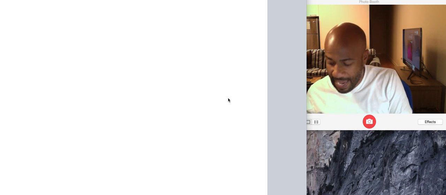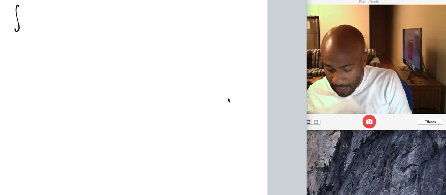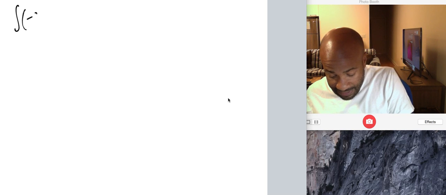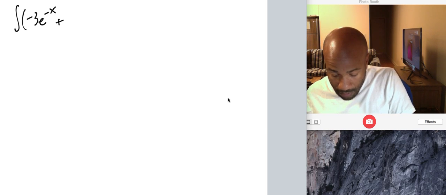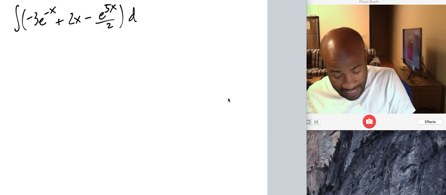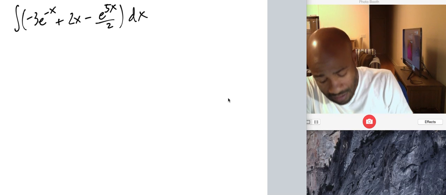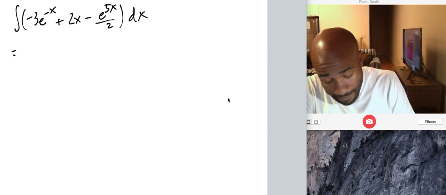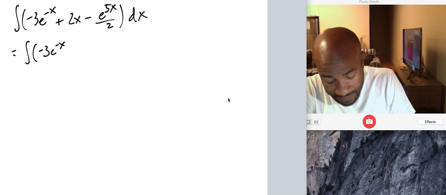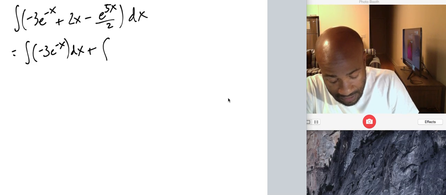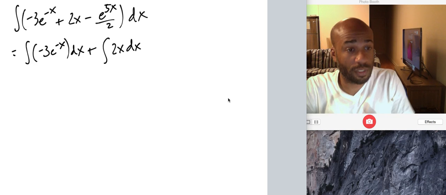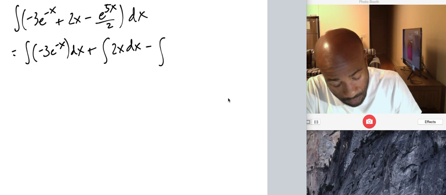And then the last one that we have, I chose number 24. So that's -3e to the -x plus 2x minus e to the 5x over 2 dx. So what I want to do is I want to break up and pull out constants for multiplication. So ultimately I'm going to do this first. So I'm going to do the -3e to the -x dx plus the integral of 2x dx, because all I'm doing is breaking it up now, minus the integral of e to the 5x over 2 dx.